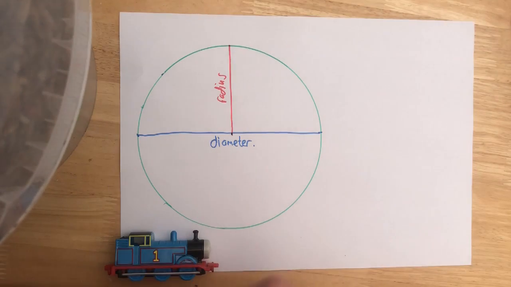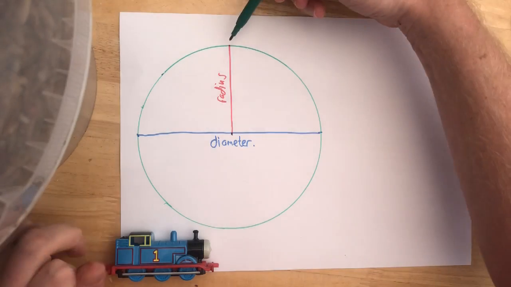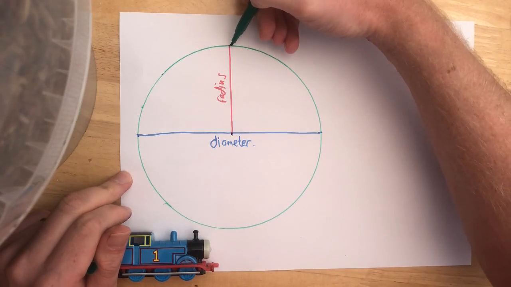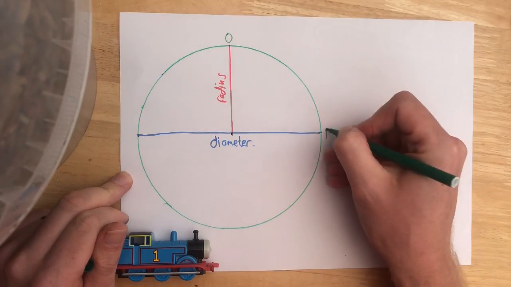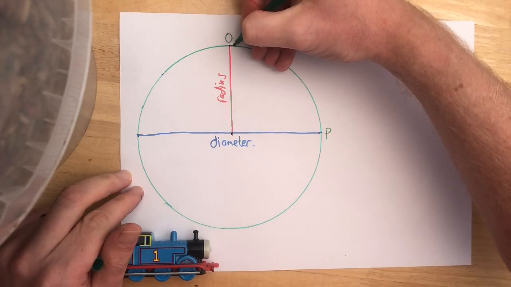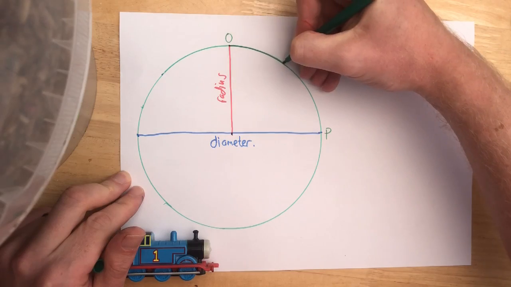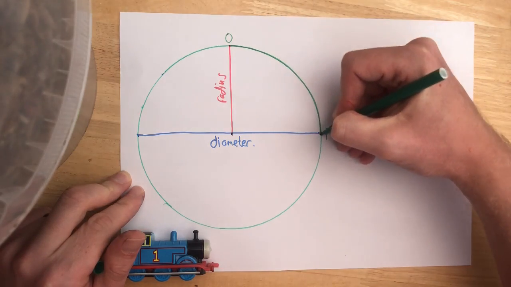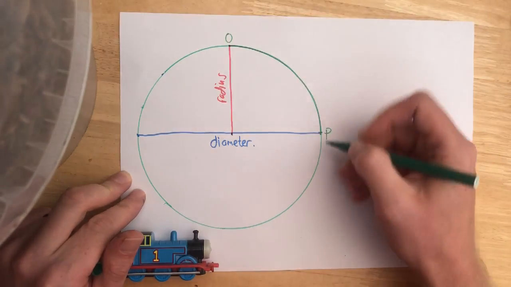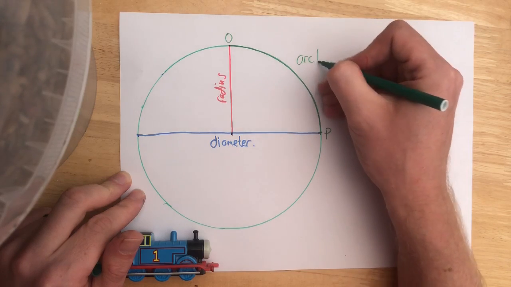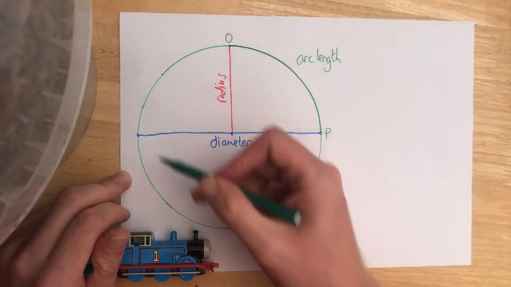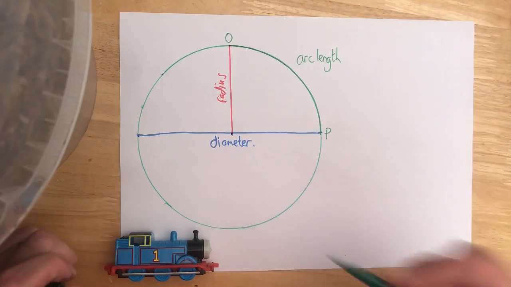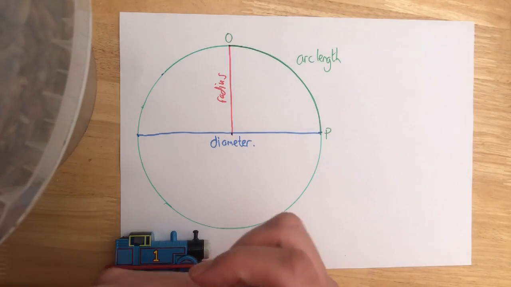Other key parts of the circle is the distance around the circle between 2 points. So I'm going to call this point O and this point P. And if we just darken that bit in the darker green, that distance around the edge of the circle is called an arc length. And if that was to continue all the way round the circle, that distance would of course be called the circumference of the circle.